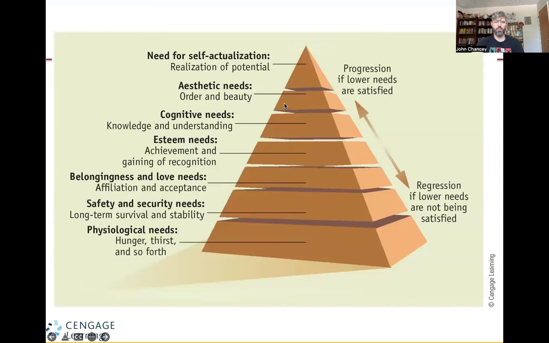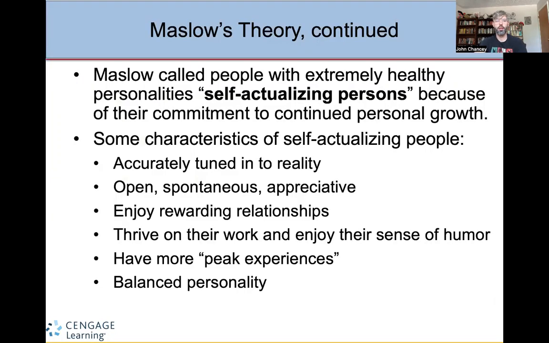Some new additions, I want to say cognitive and aesthetic needs are fairly newer to the chart, but we have initially our physiological needs, hunger, thirst, things like that. Then we have safety needs, belongingness, esteem, cognitive, like learning things, aesthetic, order, beauty, and then self-actualization, reaching your fullest potential as a human being, whatever that might look like. So, characteristics of self-actualizing people: they are more tuned into reality.